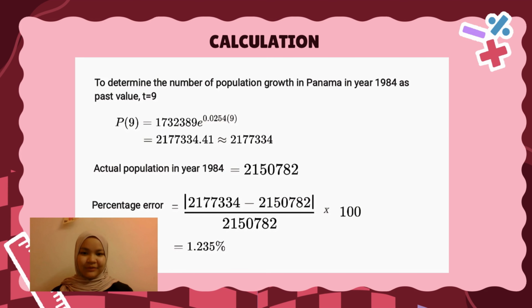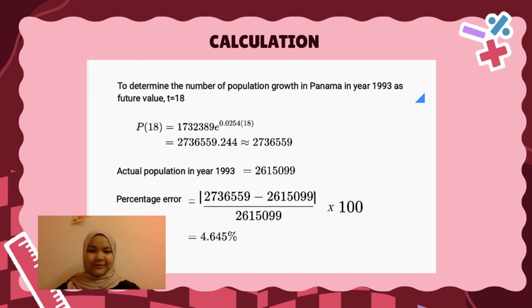Now we are going to determine the population in Panama in year 1984 as a past value. We get t equals 9 for the year 1984. So we substitute t into the solution and we get 2,177,334 people, while the actual population in year 1984 is 2,150,782 people. From both of these values, we can calculate the percentage error, which is the measured value minus actual value over actual value times 100. So we get 1.235% for our past value.